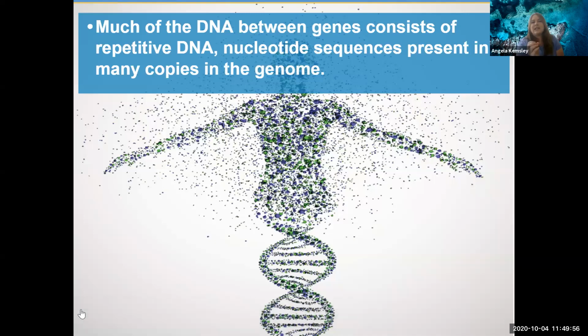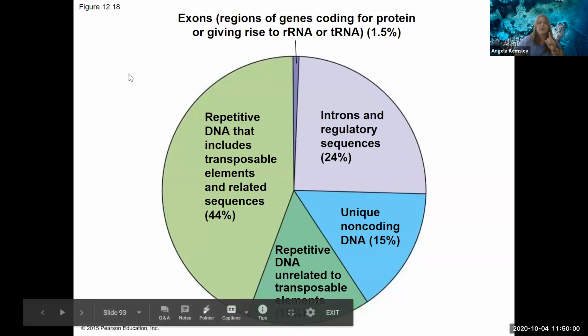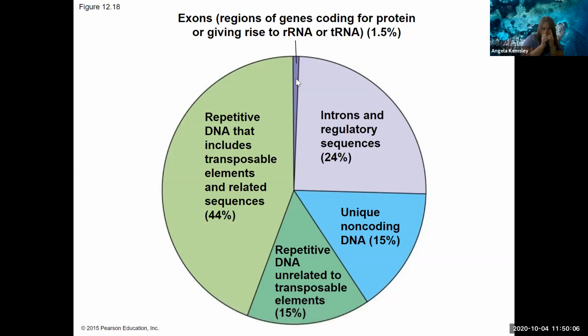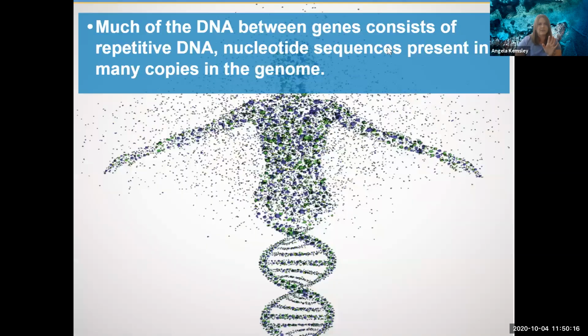So much of the DNA between genes consists of repetitive DNA. And that's an important point too: this 1.5% is not all bunched together. It's not like there's 1.5% of your DNA that codes, and then there's the 98.5% that doesn't. They're kind of mixed up. So you'll have a gene here, you'll have some non-coding parts, then you'll have another gene and some non-coding parts. So they're not all bunched up together.